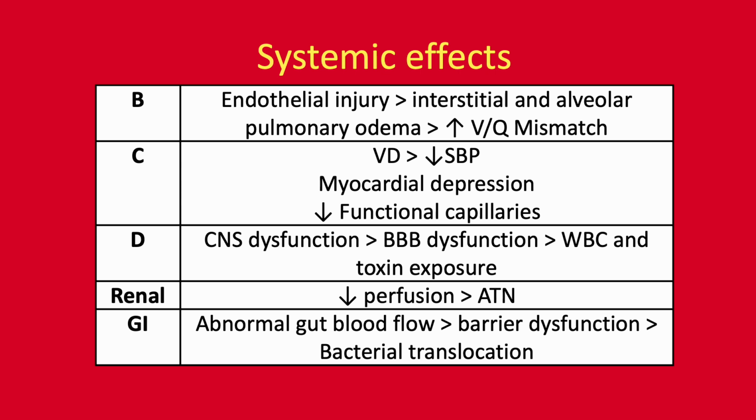CNS. CNS dysfunction is complex but may relate to blood-brain barrier dysfunction leading to white cells and toxin exposure within the brain. Renal. Reduced renal perfusion leads to ATN. GI. Abnormal gut blood flow leads to barrier dysfunction and bacterial translocation.